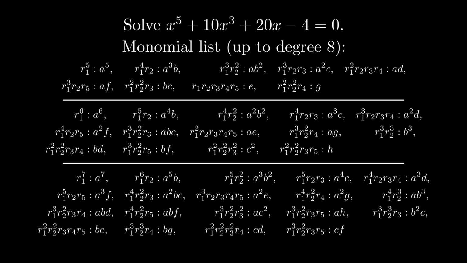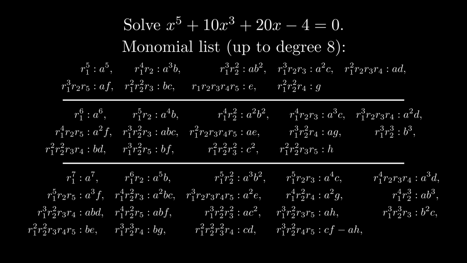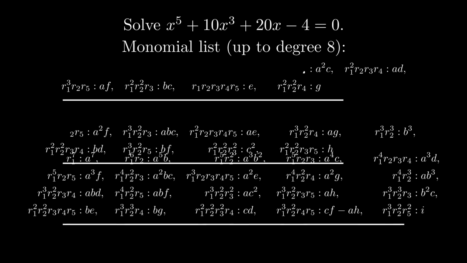The monomials for cf and ah are the same. So we take the difference, and the leading monomial of this difference includes r4, r5 instead of r3, r5, so it is again unique. And that's all the monomials in degree 7, except r1 cubed, r2 squared, r5 squared, which hence becomes the variable I.